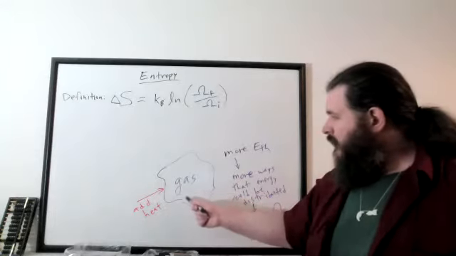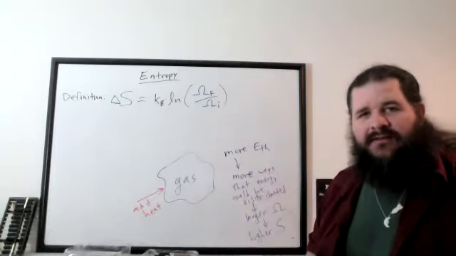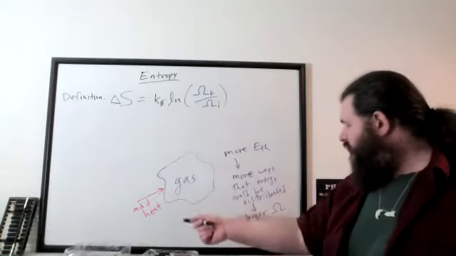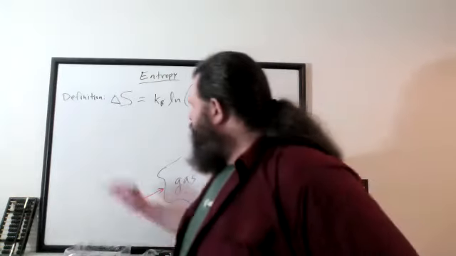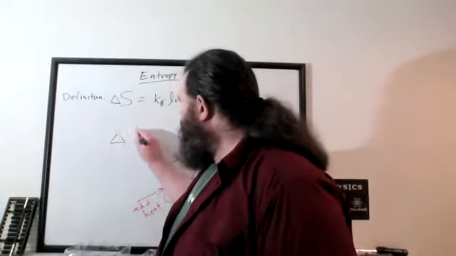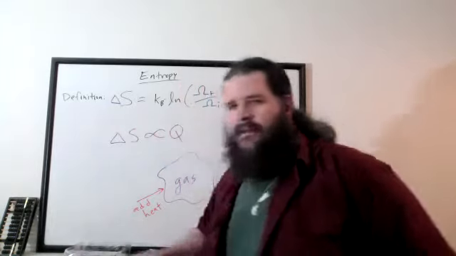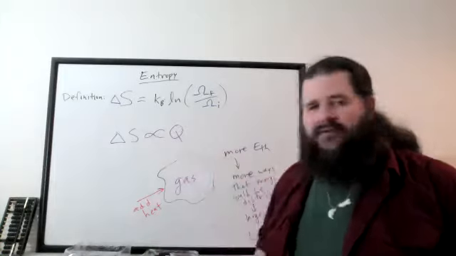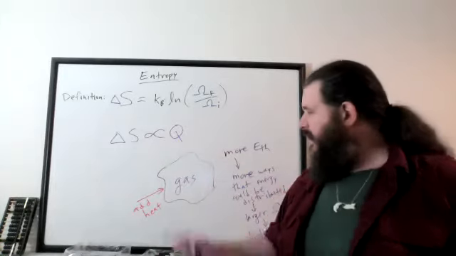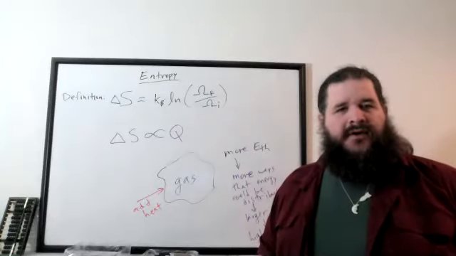Adding heat gives the gas more energy to play with without changing the size it's in. So adding heat directly increases the entropy. And in fact, those are directly proportional. Change in entropy is directly proportional to heat. Add heat, you increase the entropy. Remove heat, you decrease the entropy. No heat at all, you're not changing the entropy, at least in the case of a gas in a container. Any questions on that so far?